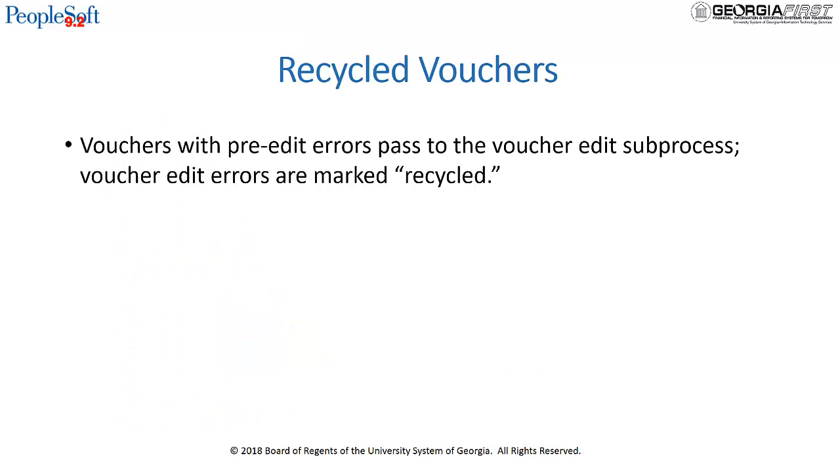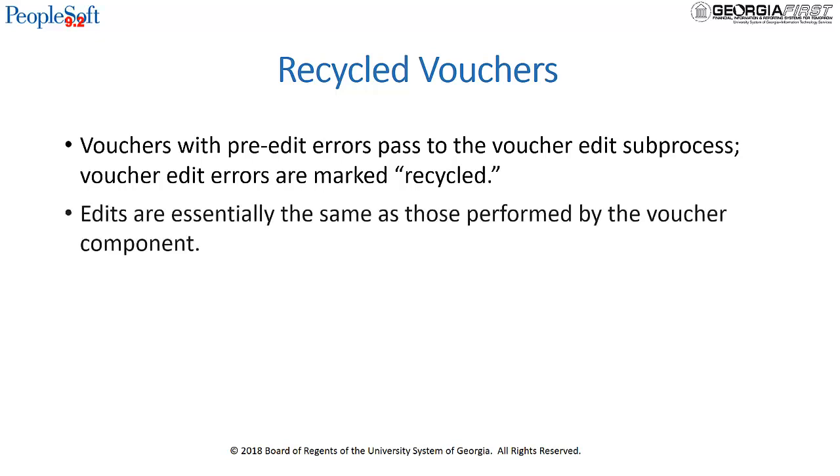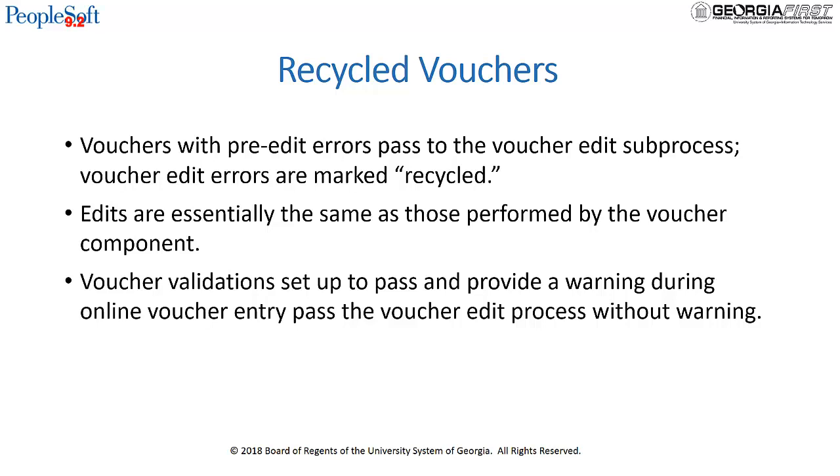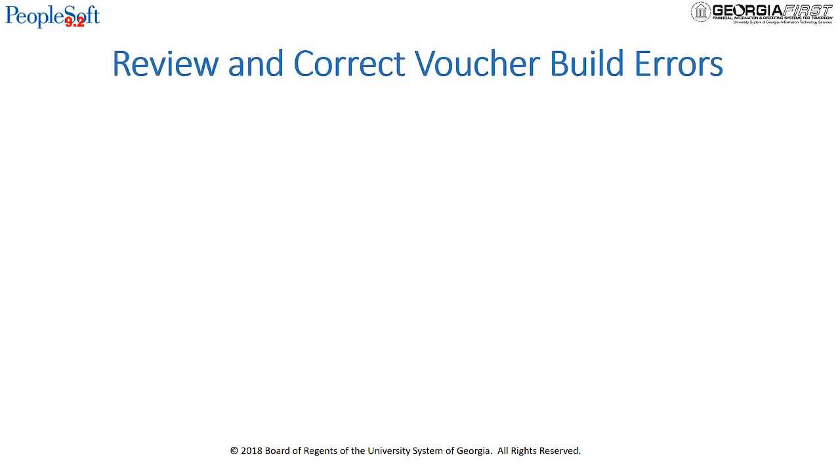Vouchers with pre-edit errors pass to the voucher edit sub-process. The voucher edit sub-process marks any vouchers that fail its edits as recycled. The edits performed by the voucher edit process are essentially the same as those performed by the voucher component. Any voucher validations that are set up to pass and provide a warning during online voucher entry, such as duplicate invoice checking, pass the voucher edit process without warning.